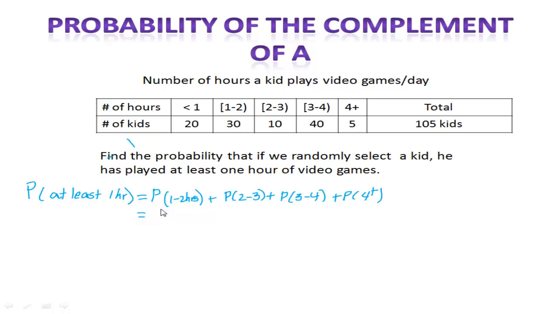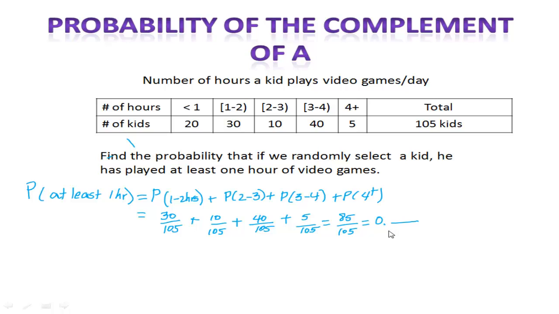I can say the probability that he plays video games 1 to 2 hours is 30 kids out of 105, plus 10 kids out of 105, plus 40 kids out of 105, plus 5 kids out of 105, and that gives you a total of 85 kids out of 105 kids. And you can use your calculator and find the decimal approximation.